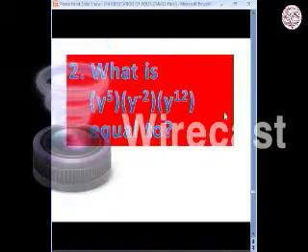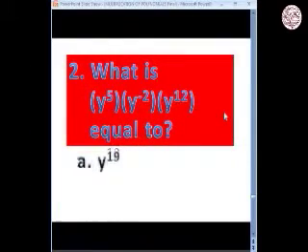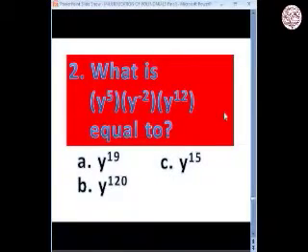Okay, question number 2. What is y raised to 5, y raised to negative 2, and y raised to 12 equal to? A, y raised to 19, B, y raised to 120, C, y raised to 15, and D, y raised to negative 120.